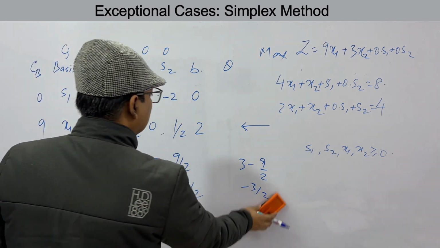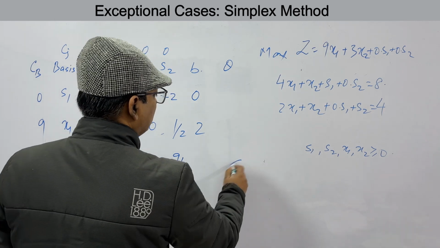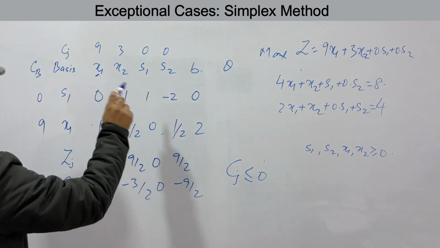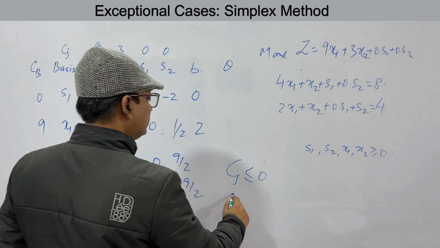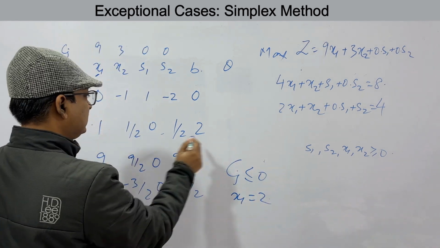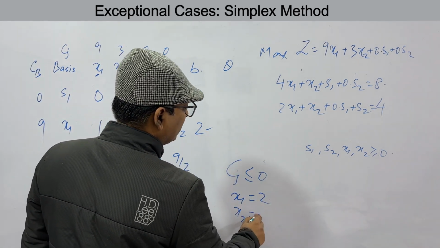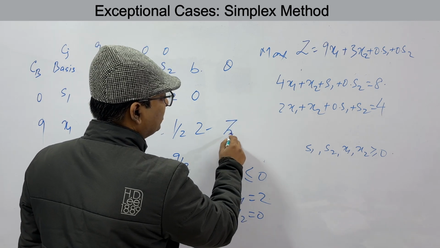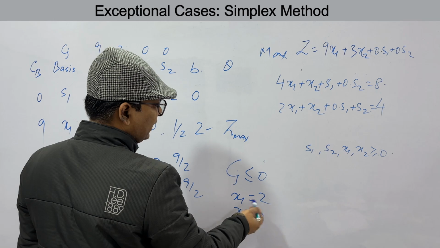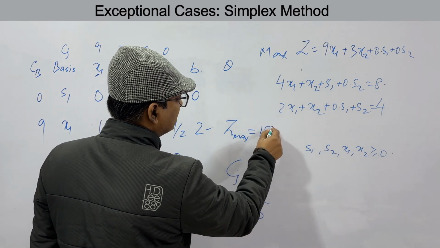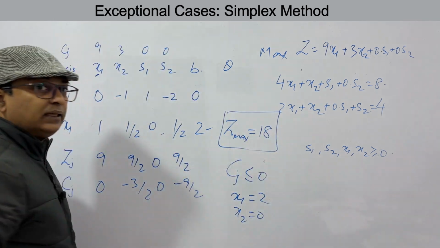So you see all Cj's are less than or equal to 0. So this is our optimal solution, and our optimal solution, what we get, x2 is still 0 and x1 is equal to 2. See, x1 is equal to 2 and x2 is 0. This is our optimal solution. And what is the value of this optimal maximum z? Z max. See, 9x1 plus 3x2. So 9x1, 9 into 2, 18. So this is our result. Z max is 18. Okay.